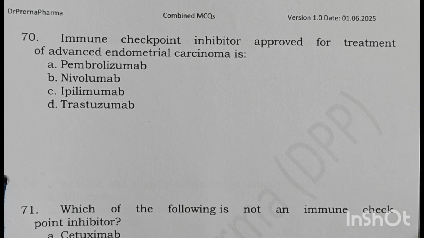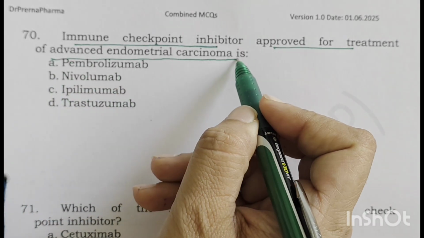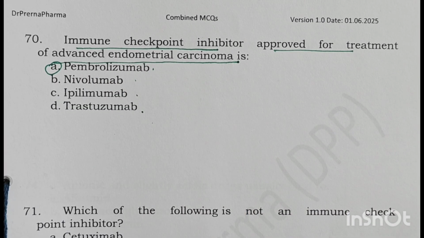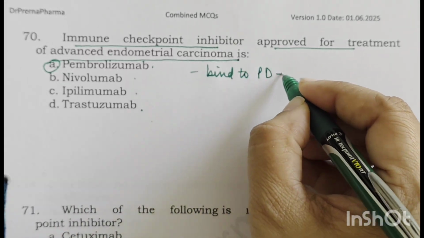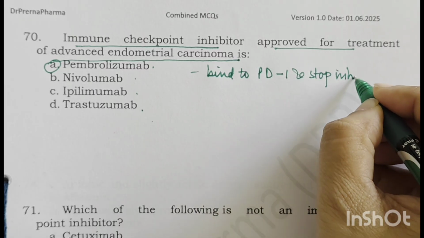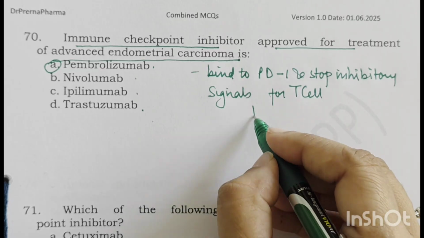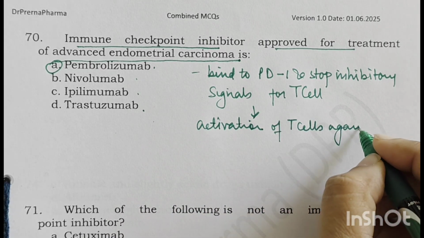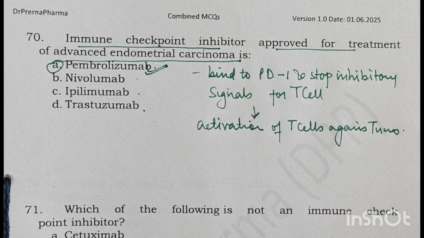Now these questions are related to the immunosuppressants. Immune checkpoint inhibitor approved for treatment of advanced endometrial carcinoma is. Now out of all these agents, the immune checkpoint inhibitor which is approved for treatment of endometrial carcinoma is pembrolizumab. Now what are these immune checkpoint inhibitors? They bind to PD-1 and they stop the inhibitory signals for the T cell. So it results in activation of T cells, right? And T cells then act against the tumor cells and kill the tumor. So it is used for a wide variety of cancers along with advanced endometrial cancer.